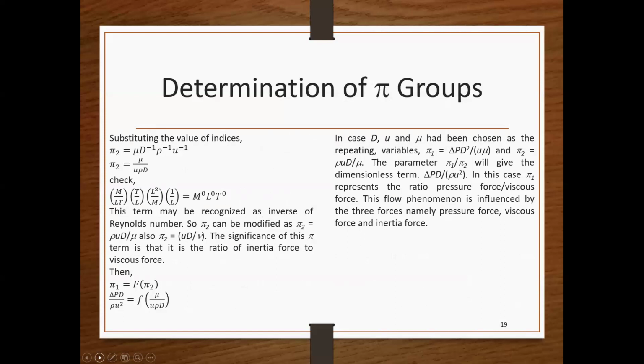So in case D, U, and mu have been chosen as the repeating variables, pi 1 is equal to delta P D squared over U mu, and pi 2 is equal to rho U D over mu. The parameters pi 1 over pi 2 will give the dimensionless term, delta P over rho U squared. In this case, pi 1 represents the ratio of pressure force over viscous force. This phenomenon is influenced by three forces, namely pressure force, viscous force, and inertia force.